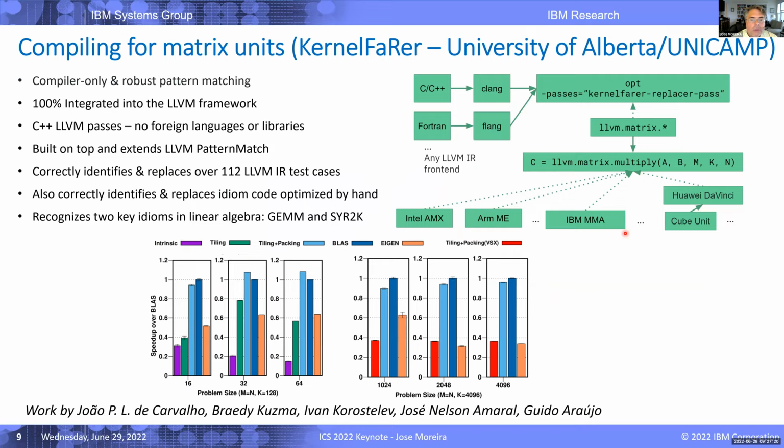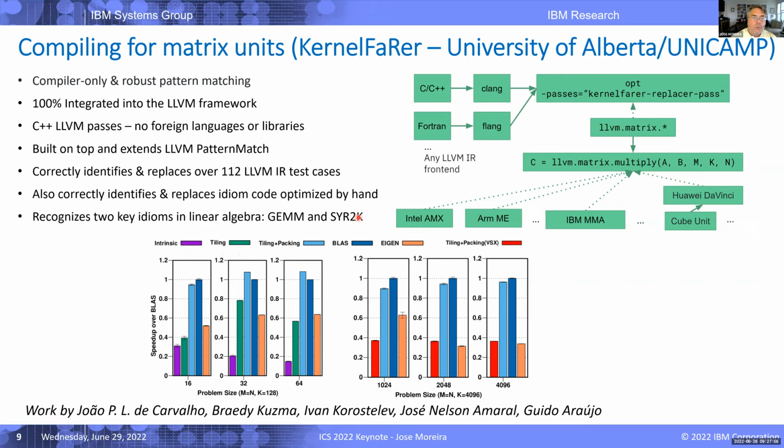Another question I get a lot is, well, this is a very specialized operation. Will compilers ever be able to generate code for it? Well, it's true that the code we have generated so far, both inside IBM and outside IBM, has been hand-generated by human beings. But there is also work on compilation for matrix units, especially by people from University of Alberta and Unicamp that work on the Kernel Ferrer project. They have extended LLVM to do the recognition of linear algebra constructs, both GEMM and SYR2K, another BLAS operation.